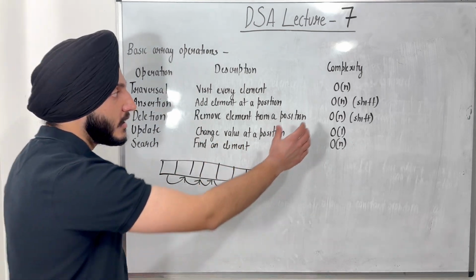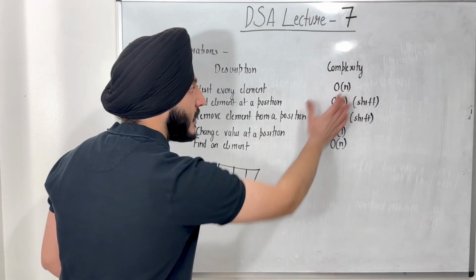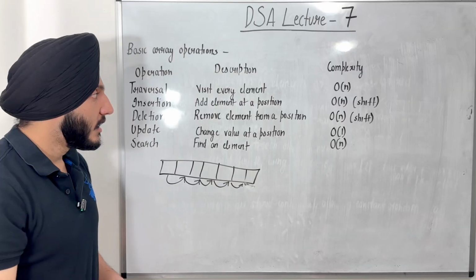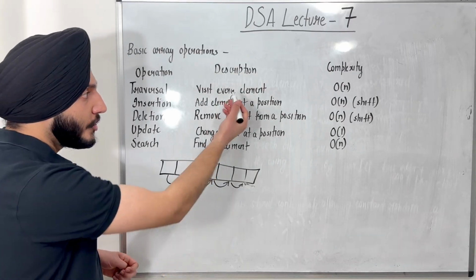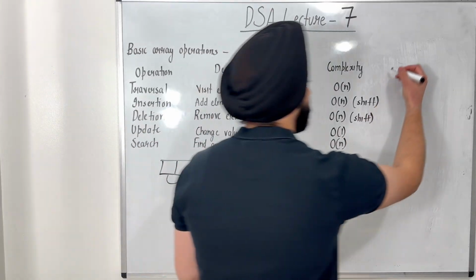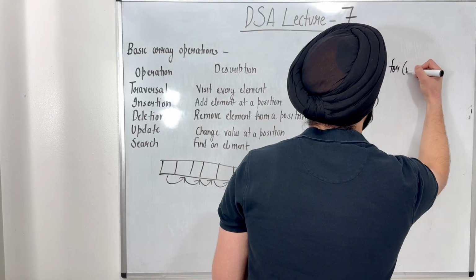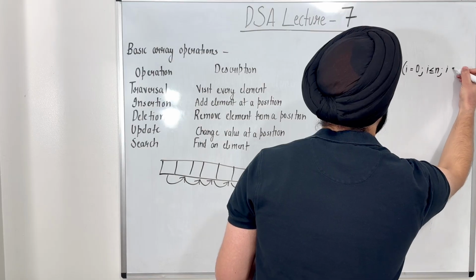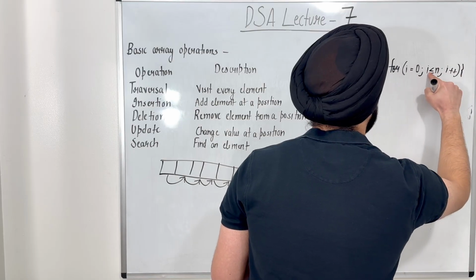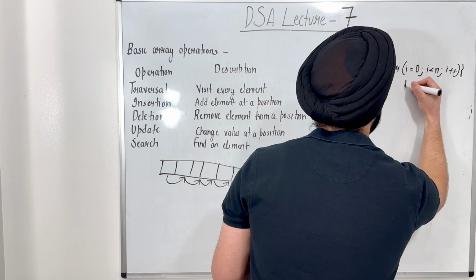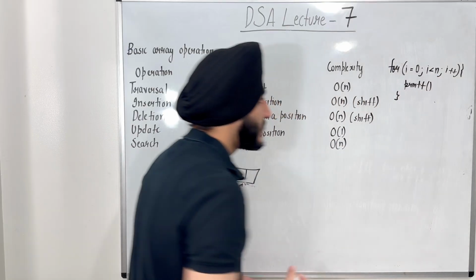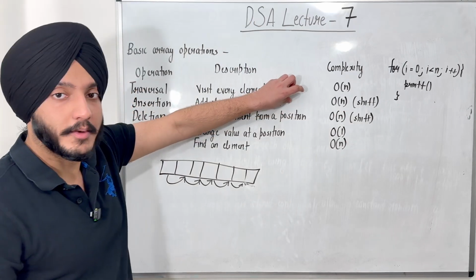And that is why the time complexity is order of n, which basically means it's going to depend on the size of the array, right? So how would you do it? Once again, you would write a simple for loop, and then you would print whatever it is, right? This is kind of how you would do it for the first operation.